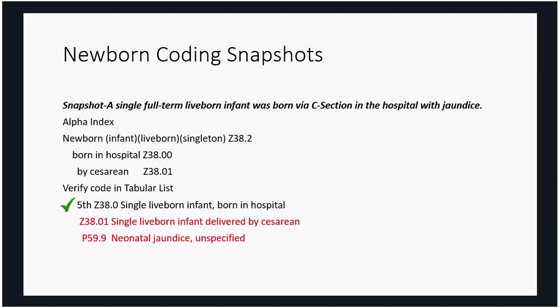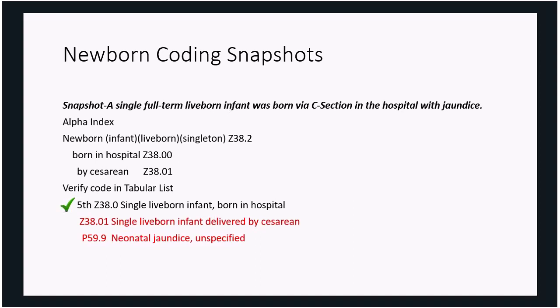So we drill down further to born in the hospital, Z38.00, but they had a C-section. They were delivered by a C-section. So you see here by C-section, Z38.01. We now go to our tabular list to verify the code. We see here check fifth digit, and we said earlier that we have to have five characters for this code. This is single live-born infant born in the hospital. And we see here the 1 denotes the type of delivery, the method, C-section.